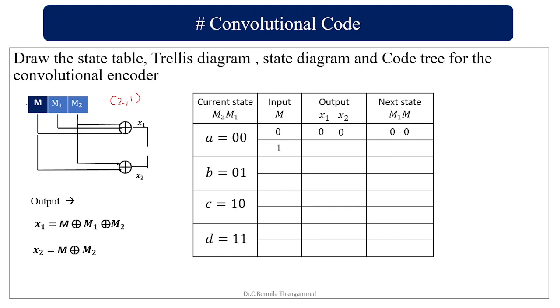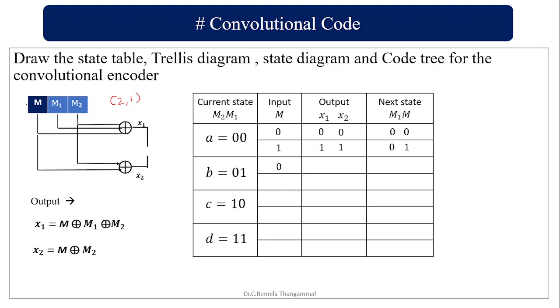Now we'll see, if your input is 1, your x1 is going to be m2 plus m1 plus m, which is going to be 1, and your x2 is going to be m2 plus m, which is going to be 1. So what's your next state? Your m1 and m is the next state, so 0, 0 and 1. So similarly, I'll find for 0, 1.